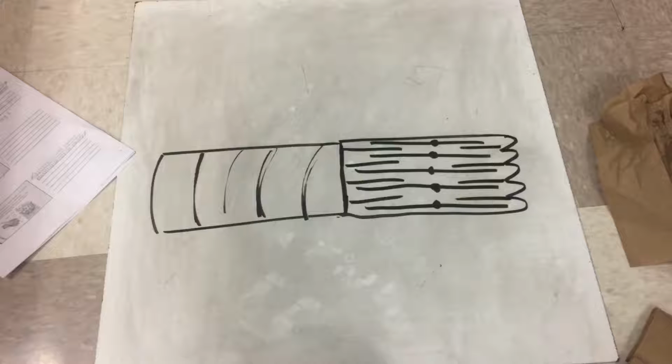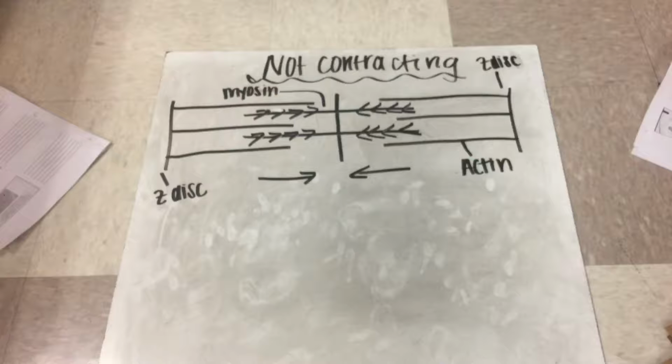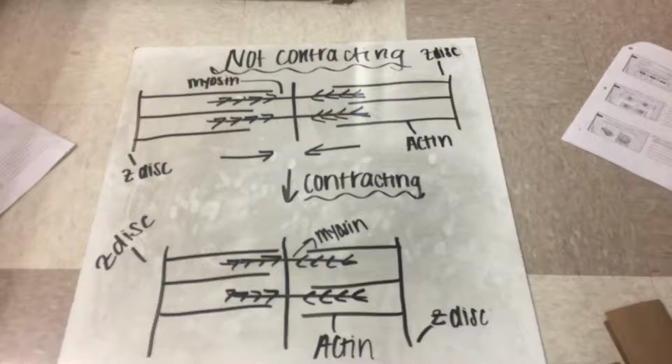Now let's zoom in on the myofibril. Sarcomeres are the functional unit of a striated muscle. Once they shorten from Z to Z, the skeletal muscle contracts. This causes the myosin and the actin to intertwine.